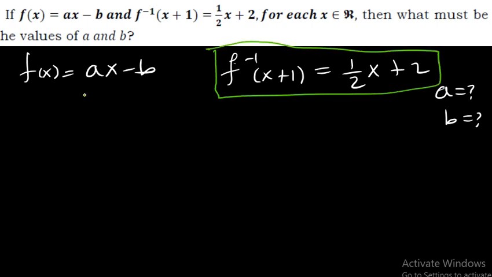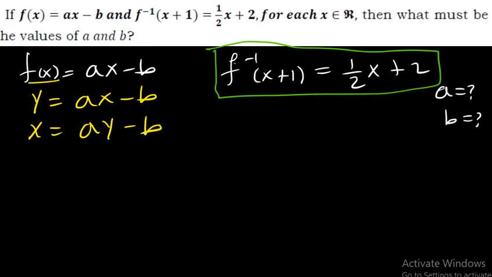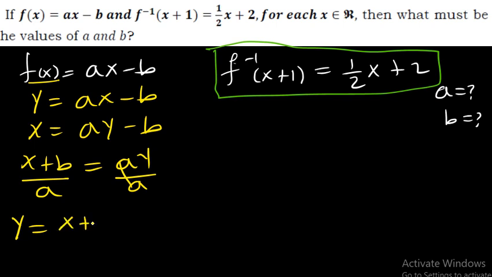F inverse, okay, that means we have to find the inverse of this function. That's our focus now. How to find the inverse of this function? To find the inverse of a given function, first in place of f of x, write y, and then ax minus b. F of x means y, don't worry. So the next step, in place of y, write x, and in place of x, write y. And then solve for y. That means bring the b here. x plus b is equal to ay. Then divide by a, both sides. So what's y? It will be x plus b over a. This is the same as f inverse of x.